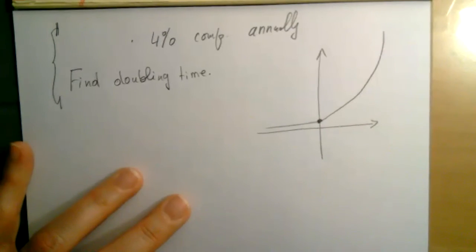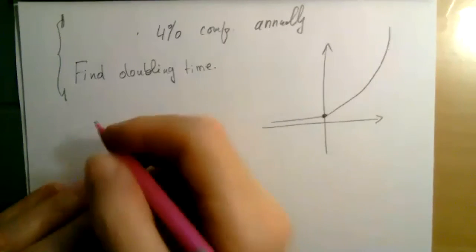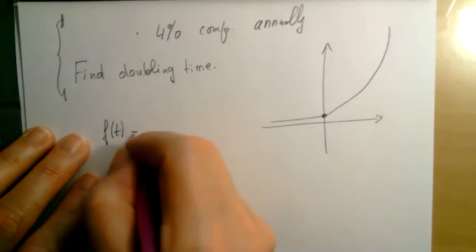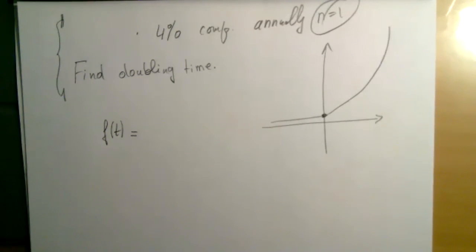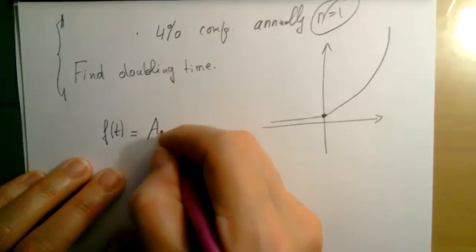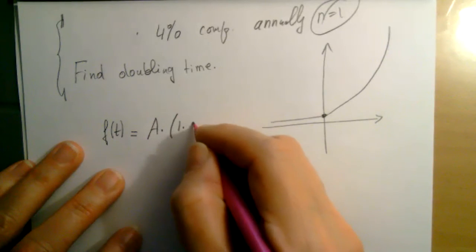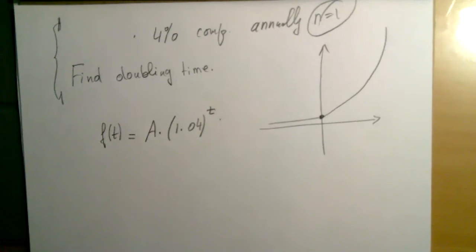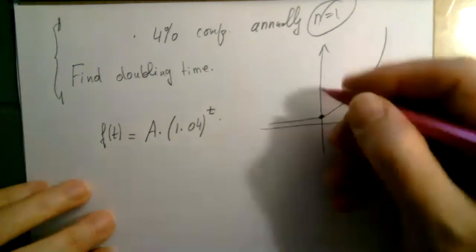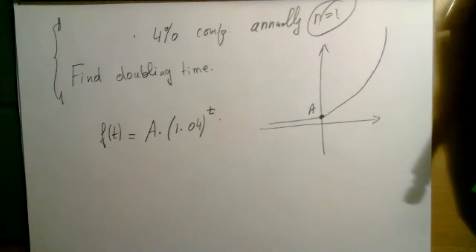It's compounded annually, so f of t equals A times parenthesis 1.04 to the t. Do you guys agree? Yes. We don't know A, and I don't want to worry about it. I'm just going to call it A, because it doesn't really matter. That's the goal of this problem, that it doesn't matter what we start with.